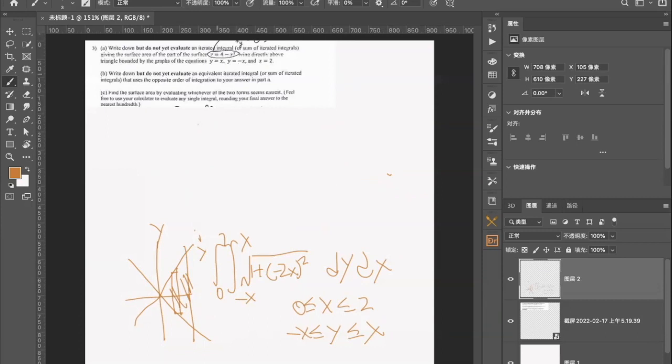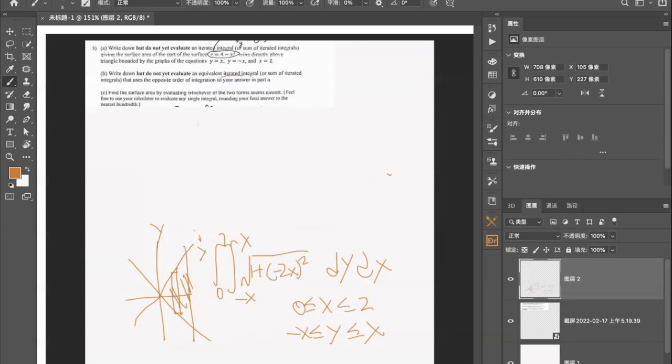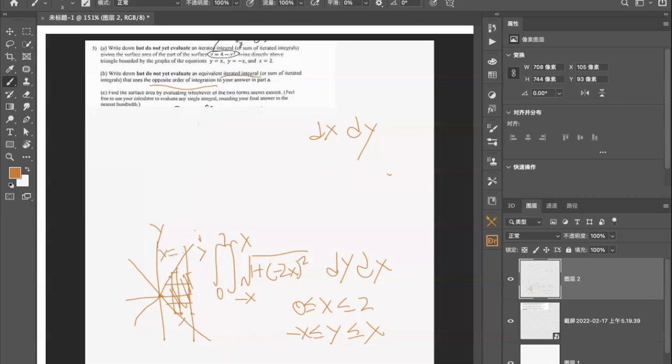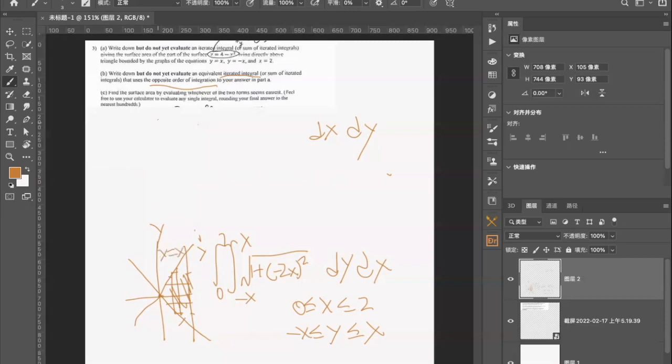Now it asks you to find the equivalent iterated integral that has the opposite order of integration. So now we are doing dx dy. For dy dx, we know a straight line, then dx dy will be a horizontal line. And then we find something weird because, as you learned in calculus AB, the top is this line minus this line, but the bottom is this line minus this line. So for the top, y equals x, x equals y, no problem.